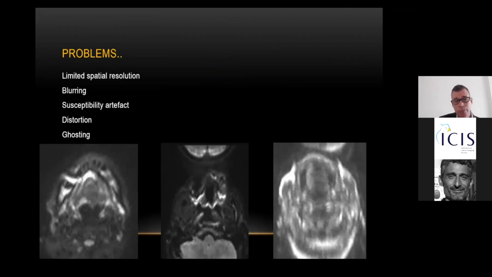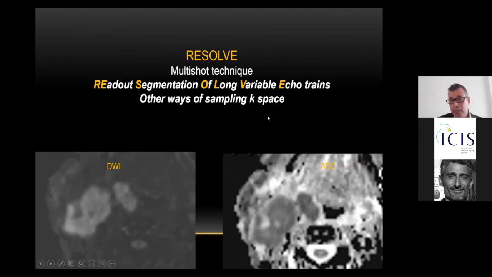But there are still problems. We have limited spatial resolution and blurring. We're at these air tissue interfaces, and also where there's implants and susceptibility effects, there may be resulting in distortion. And along the phase encoding axis, we will also get ghosting, particularly if there's poor fat suppression. There's some ways of mitigating this. Sequences such as RESOLVE, acquiring the k-space in different ways may be used. This is a multi-shot technique, and we can also acquire fast spin echo multi-shot techniques such as PROPELLER in order to try and overcome some of these problems. But they're generally longer sequences.